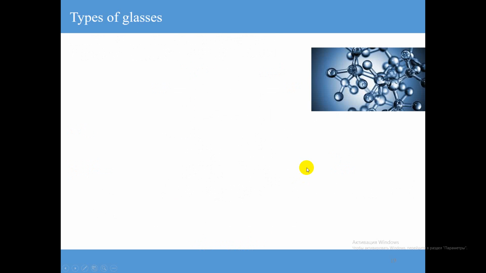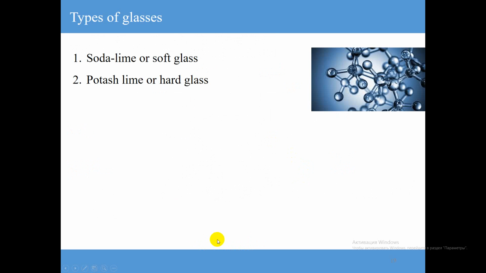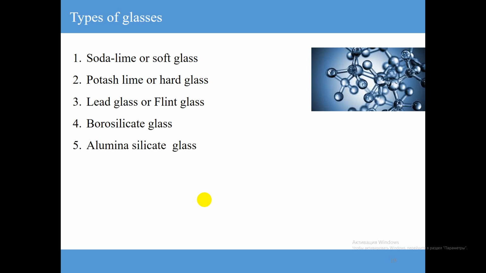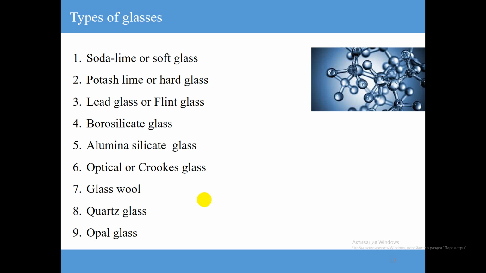Types of glasses: soda lime or soft glass, potash lime or hard glass, lead glass or flint glass, borosilicate glass, aluminosilicate glass, optical or Crookes glass, glass wool, quartz glass, opal glass.